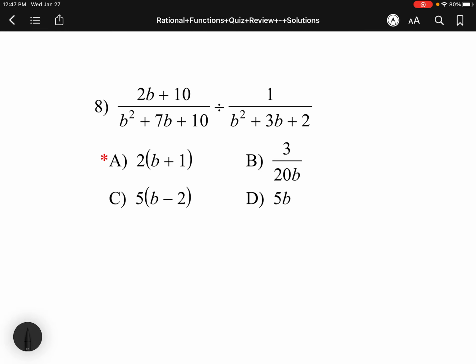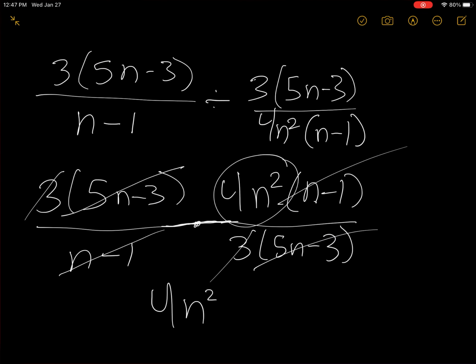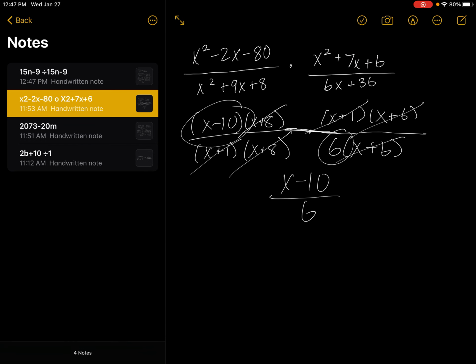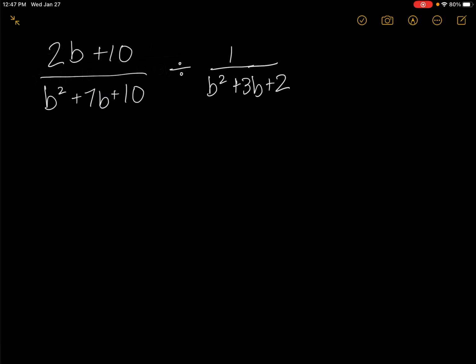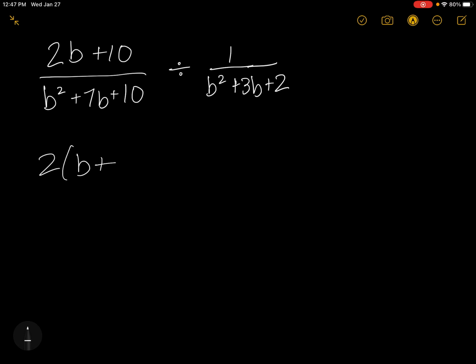So now we're going to do number 8. Number 8 is 2b plus 10 over b squared plus 7b plus 10 being divided by 1 over b squared plus 3b plus 2. So let's go over to our notepad where we have more space. All right. So again, our first step is going to be factor everything that we can. So in the numerator of our first rational expression, we're going to factor out 2, right? Both are divisible by 2. So we have 2, and then what we're left with is b plus 5.